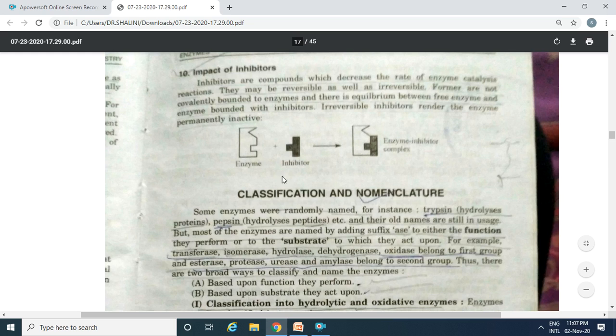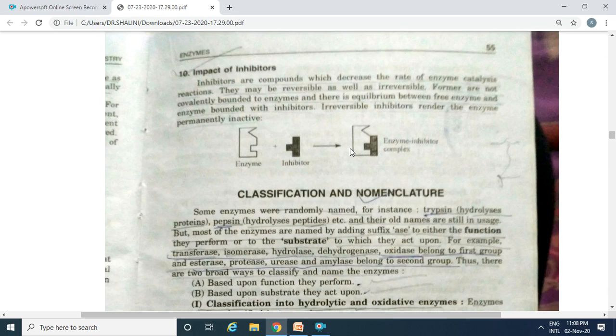So this is the enzyme, and this is the inhibitor, which blocks the enzyme's active site, and this makes the enzyme-inhibitor complex. So these are all the factors which influence the enzyme specificity.